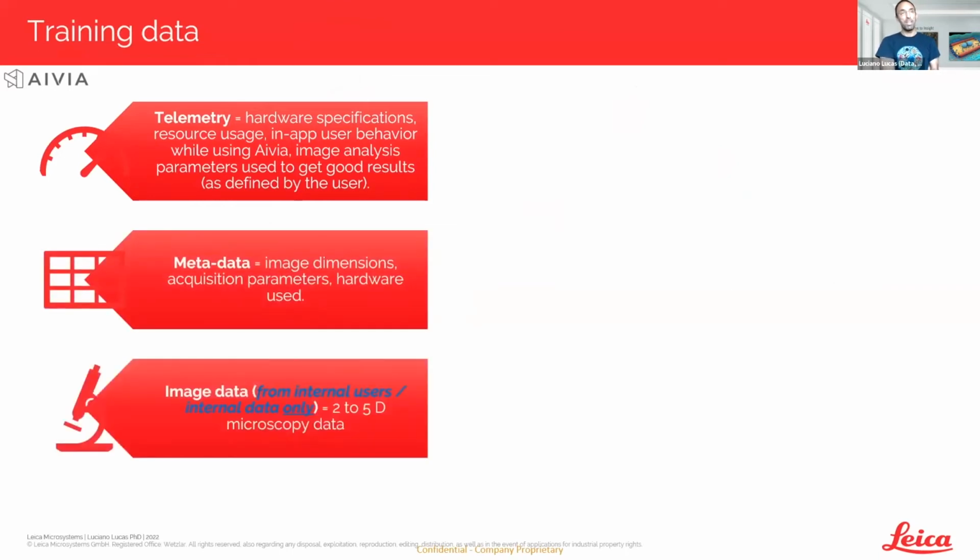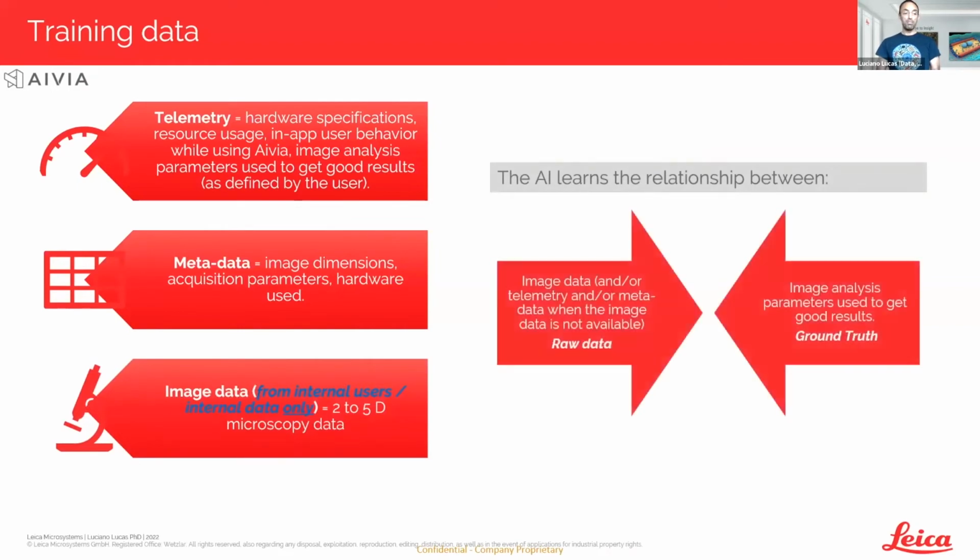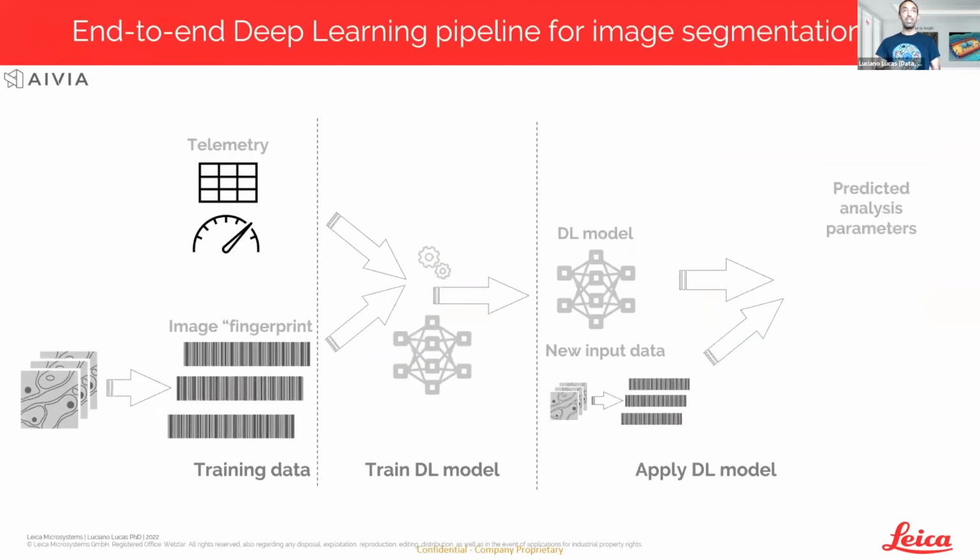So the metadata is important, the telemetry is very important, and the image data is also very important. You'll notice that I mentioned it is just internal data that we've used so far. So what we do is take all of that information, pair it up with the raw data and with the results that the users get, and we can then train a model that can predict what are the needed parameters for the segmentation to work. We can do that for regular algorithms as well as for machine learning algorithms.